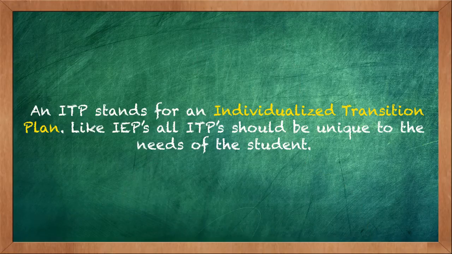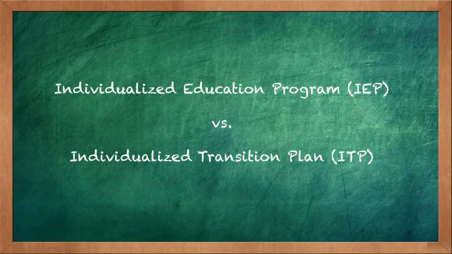Transition planning is done through an ITP, which sounds very much like an IEP. An ITP stands for an Individualized Transition Plan. Like all IEPs, all ITPs should be unique to the needs of the student. If you notice, they both have individualized in their names. Also, like an IEP, there isn't one universal form or template that all schools use.